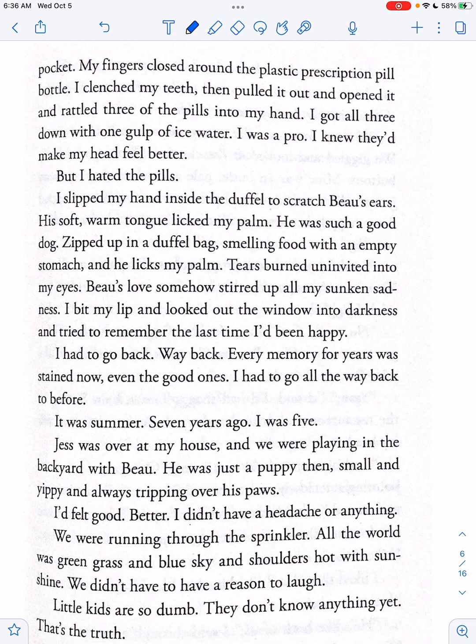I slipped my hand inside the duffel to scratch Bo's ears. His soft and warm tongue licked my palm. He was such a good dog. Zipped up in my duffel bag, smelling food with an empty stomach, and he licks my palm.